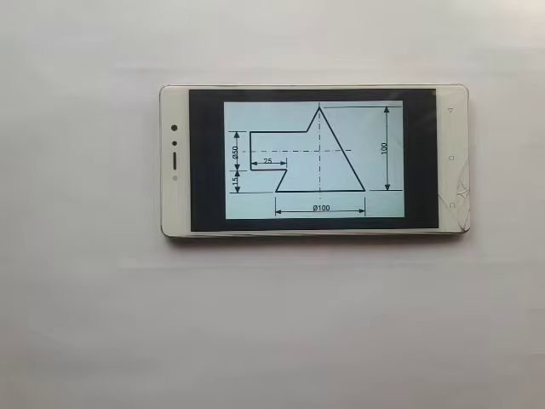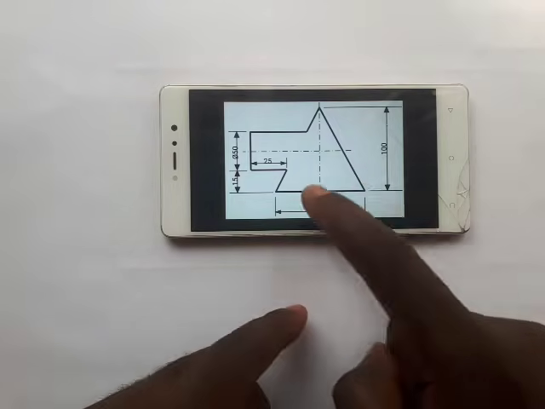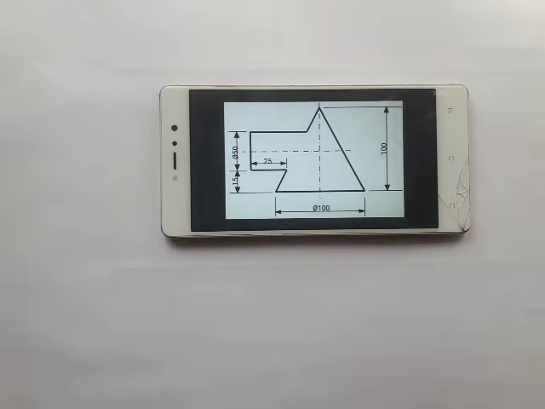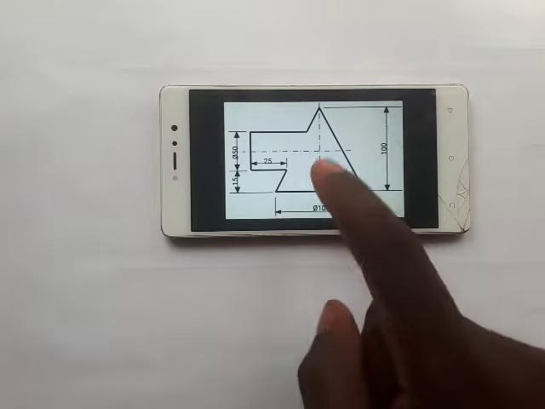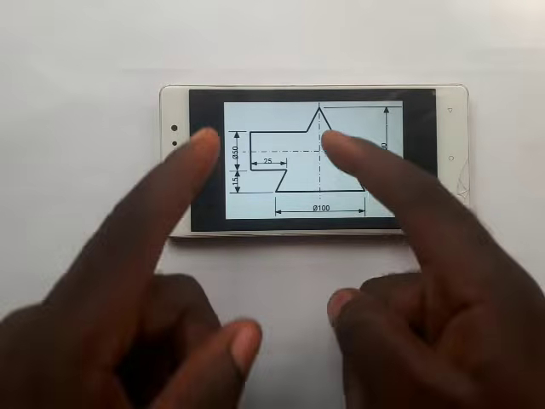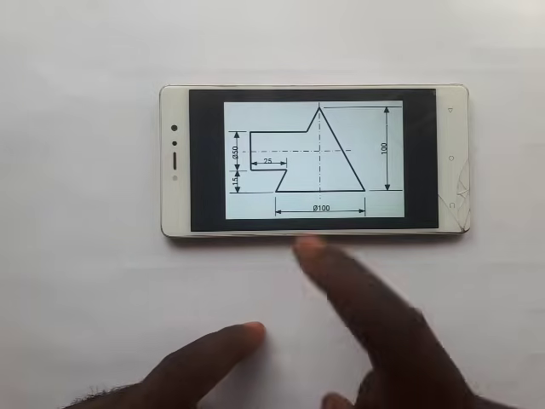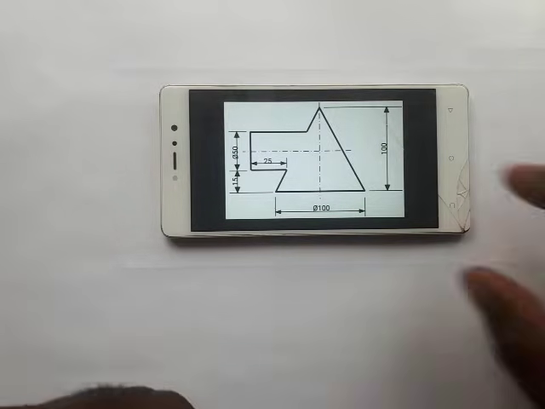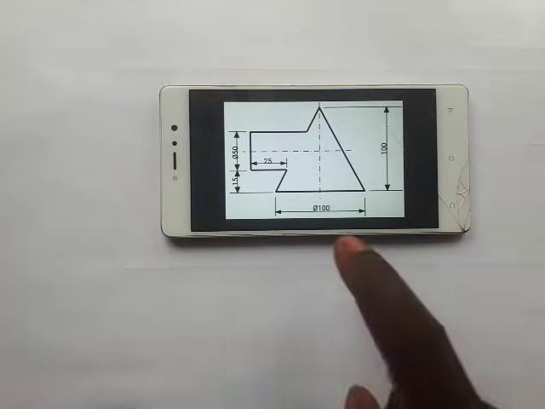Alright, now let's look at this example. This is the elevation of a cone and a cylinder intersecting each other. We are expected to draw the curve of intersection and the plan of this intersection. I'm going to be showing you a step-by-step method of resolving this kind of problem.